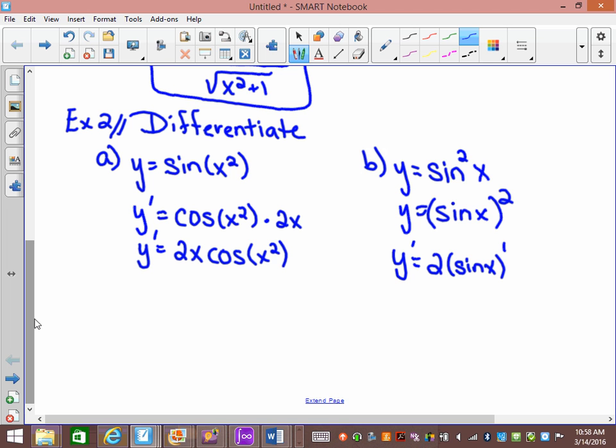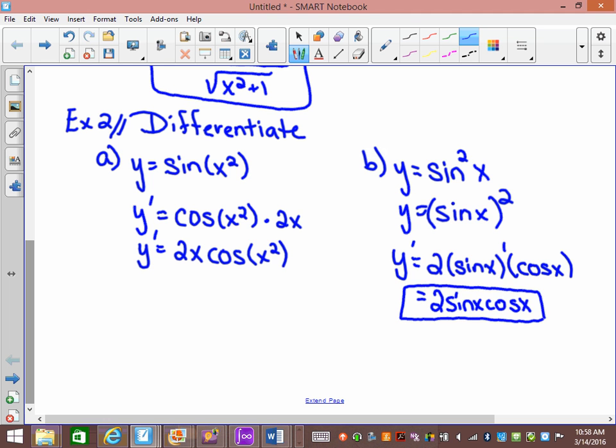But what haven't I taken the derivative of? Sine. What's inside the bracket? So I have to multiply by the derivative of sine, which is cos. So it's just 2 sine x cos x. Very different.